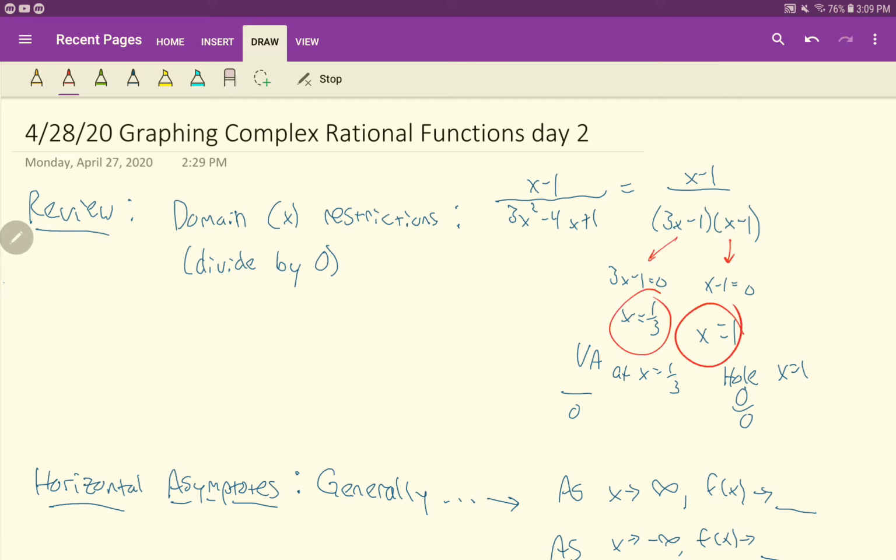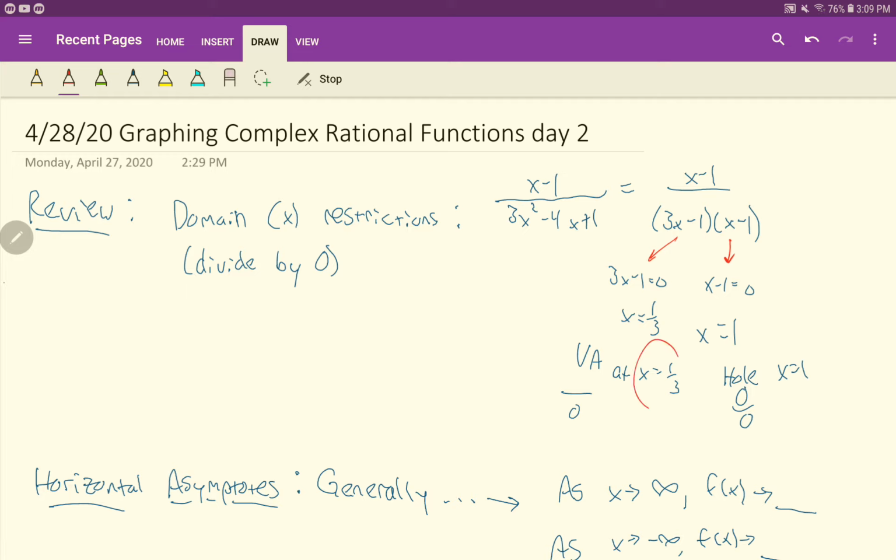Now, the difference here is that 1/3 is a vertical asymptote at x equals 1/3. What makes that 1/3 a vertical asymptote? How can we kind of tell? Well, if you graph the function, you'll see it there, but of course we're trying to graph, so we need to know that that's a vertical asymptote.